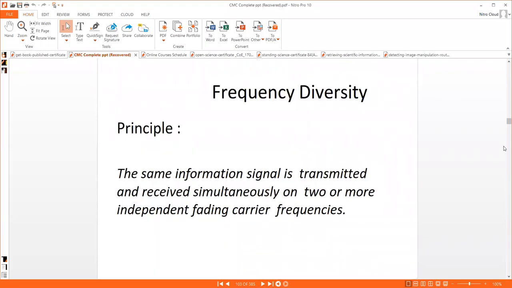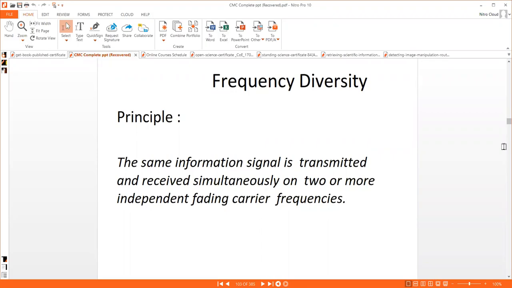Next procedure, frequency diversity. Here in this process, the principle is that the same information signal is transmitted and received simultaneously on two or more independent fading carrier frequencies. Means the same signal is transmitted and received simultaneously, at the same time, on two or more independent fading carrier frequencies. It is the simplest of all.